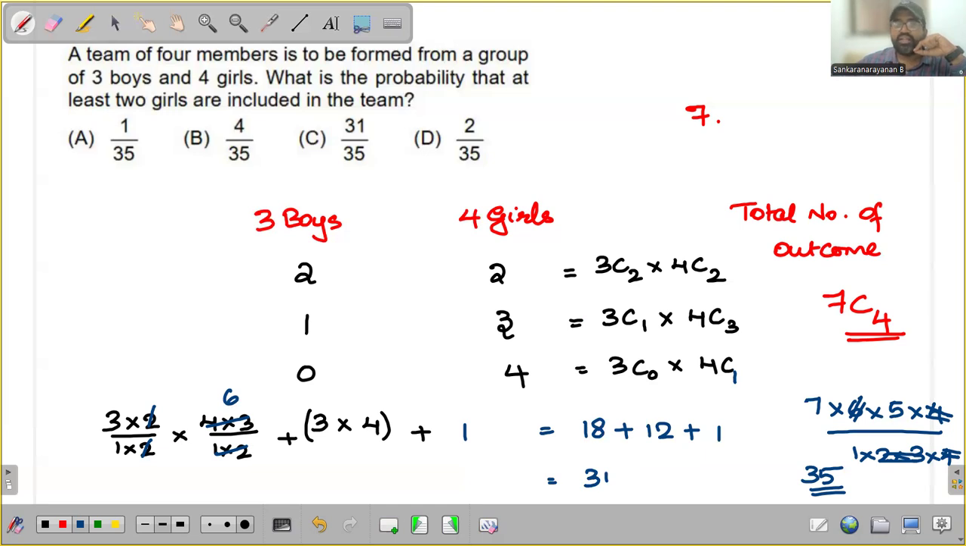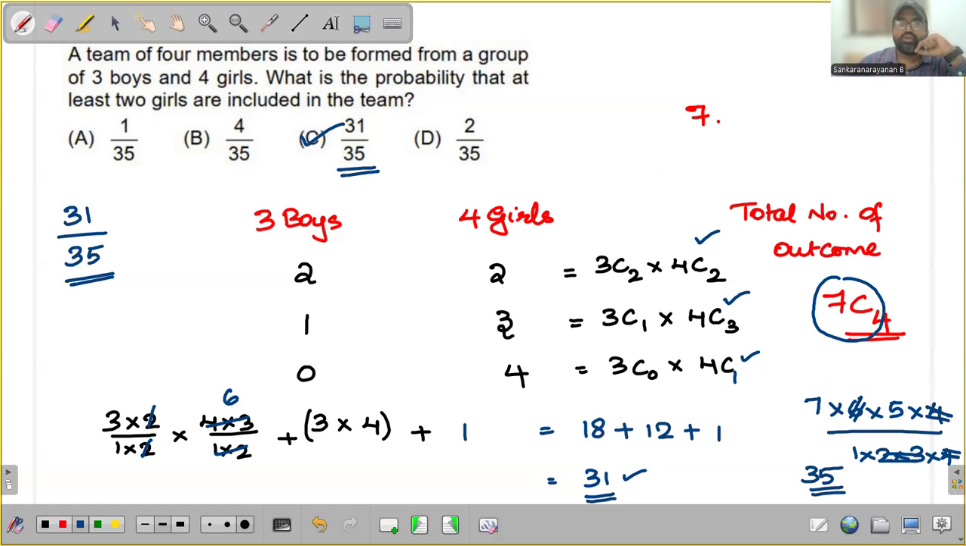So when I am calculating the probability, the total number of favorable outcomes is 31, out of the total number of outcomes, which is coming as 35. Upon solving this, I am getting the result as 31 upon 35. The total number of outcomes is 7C4, which is 35. Favorable outcomes: these three possibilities I have listed give me 31. So 31 by 35. Option C reads 31 by 35, and that is my answer.